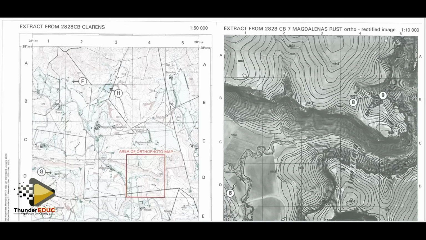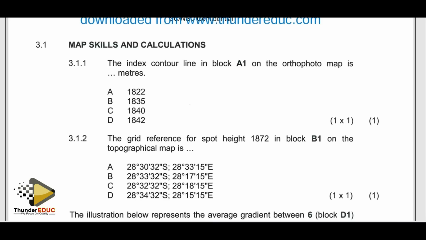Meaning to say, the contour line that comes after the spot height should be a multiple of 5, but should be less than 1842. So the definite correct answer for that one is option C, which is 1840 meters. That's the value of this index contour line, which means item C is our correct response.